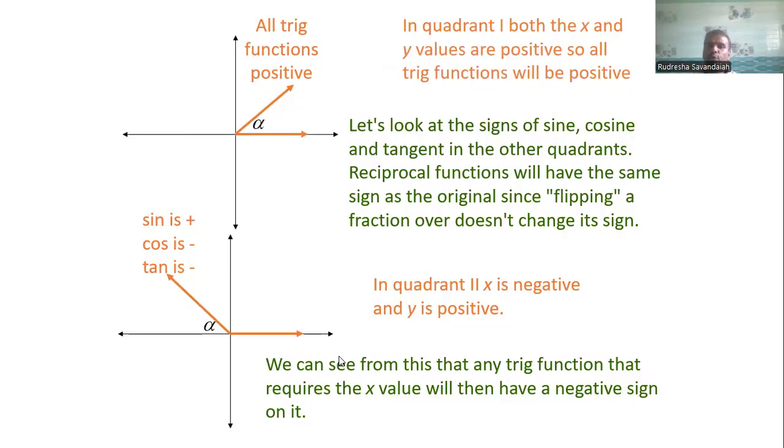Now, computing the values of trigonometric functions for acute angles using special triangles: 45 degree, 45 degree, 90 degree. This is 1 and 1, and this is root 2. In a 45-45-90 degree triangle, the sides are in the ratio of 1, 1, root 2. This means I can build a triangle with those lengths.